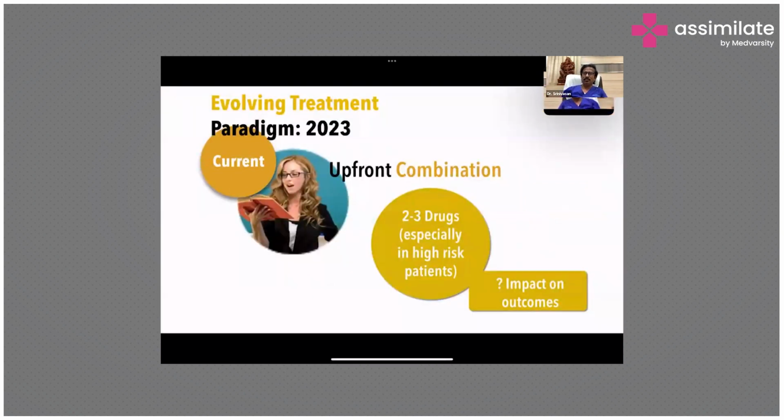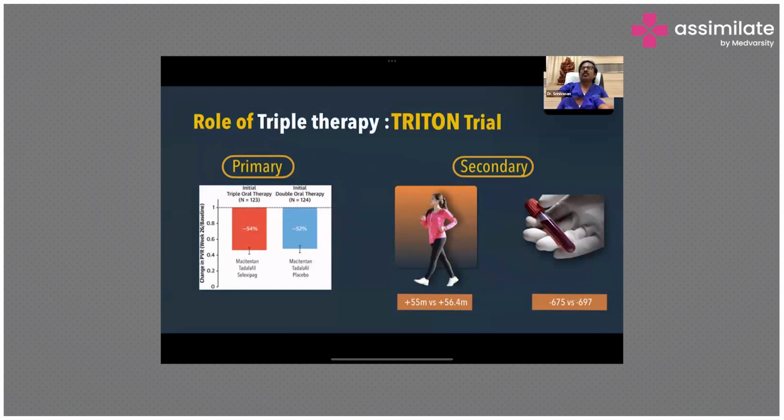And there were now questions regarding whether you can do an upfront combination right at the start, whether you can start with one drug or even more than one drug. So at least in high-risk patients, probably we may have to use 2 to 3 drugs as an upfront combination because it might have an impact on the outcomes. So do we have any evidence? Yes, we have some evidence.